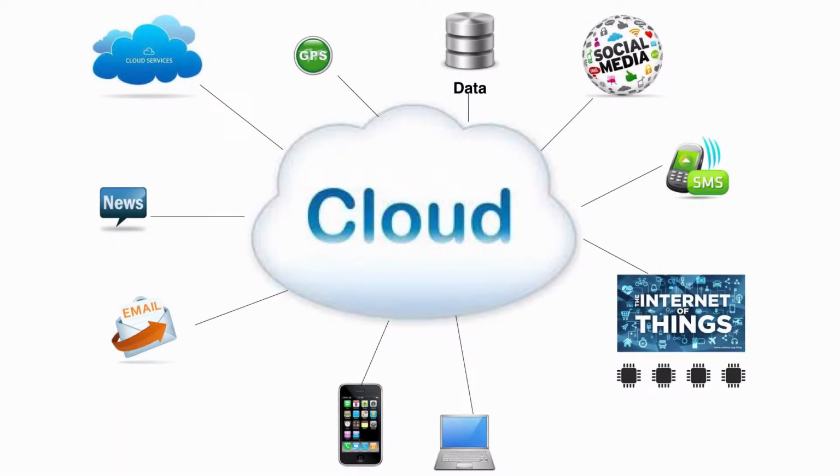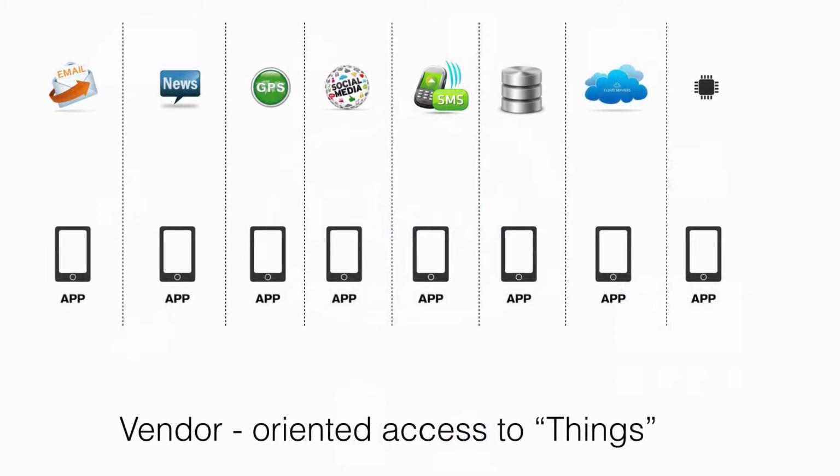From messaging to data sources to social media to physical devices, the things you can control over the internet are growing each day. However, as the number of things grow, the apps you need to control them will also grow, since each app is controlled by an individual vendor. Soon it becomes impractical to use them all.